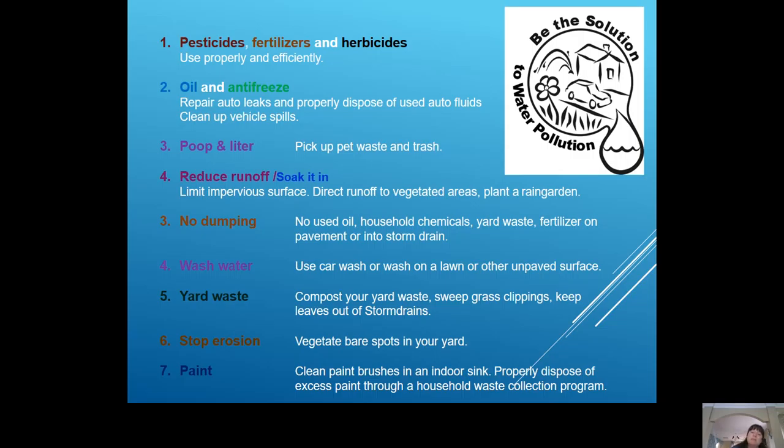All right, the last thing is if you're painting, clean those brushes in an indoor sink. Don't put it outside in your yard. Paint can be extremely toxic to our wildlife.